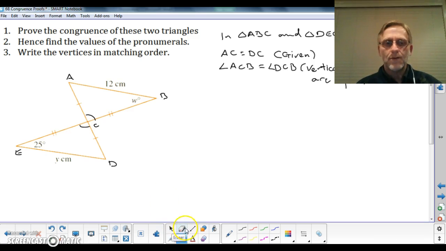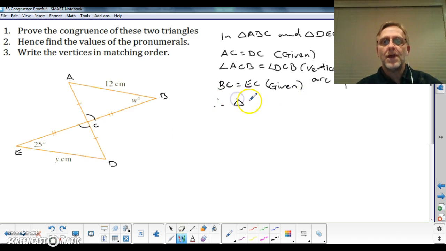I don't care. Right. And then two other sides are the same. I've done AC and DC, so I'm going to do BC and EC. BC is equal to EC. How do I know? Well, it's given. They've got the same markings on them. I'm just going to say given. Therefore, triangle ABC is congruent to triangle DEC. Just up here, exactly the same, but with a congruent symbol.